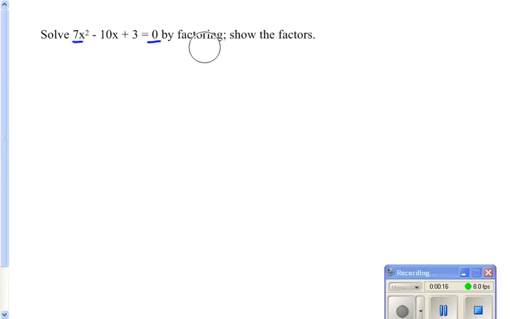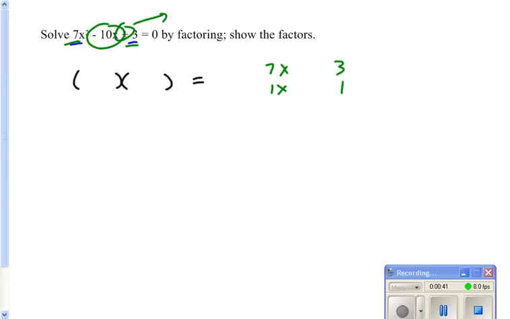Because this expression has a constant, a c value, and an x squared value, I know that I'm going to have some number of x's plus or minus something, some number of x's plus or minus something. And I have to figure out the possible factors for 7 and 3 with the same sign that give me a negative 10 in the middle. I need to find the factors for 7 for the first and positive 3 for the last, which means same sign. That gives me a negative 10 in the middle.